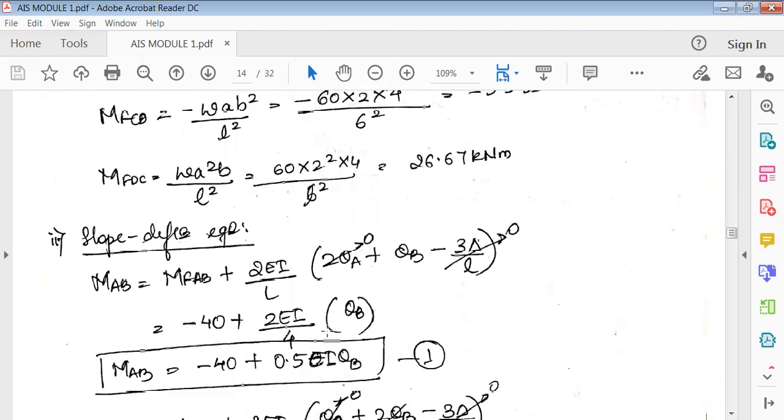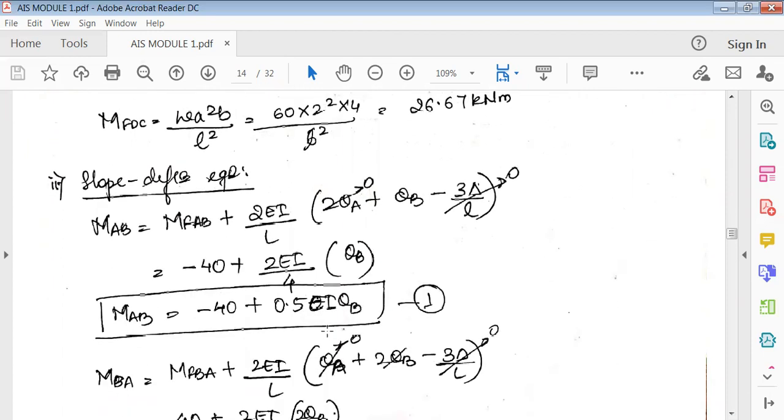Okay, all right. So the next step is the slope deflection equation. So again, slope deflection equation, MAB first. So for the AB span, MAB is equal to, the formula remains the same, MFAB plus 2EI by L into, open the bracket because the first term is A, so it is 2 times theta A plus theta B minus 3 delta by L. Again, there is no sinking of support, so this term would be equal to 0.